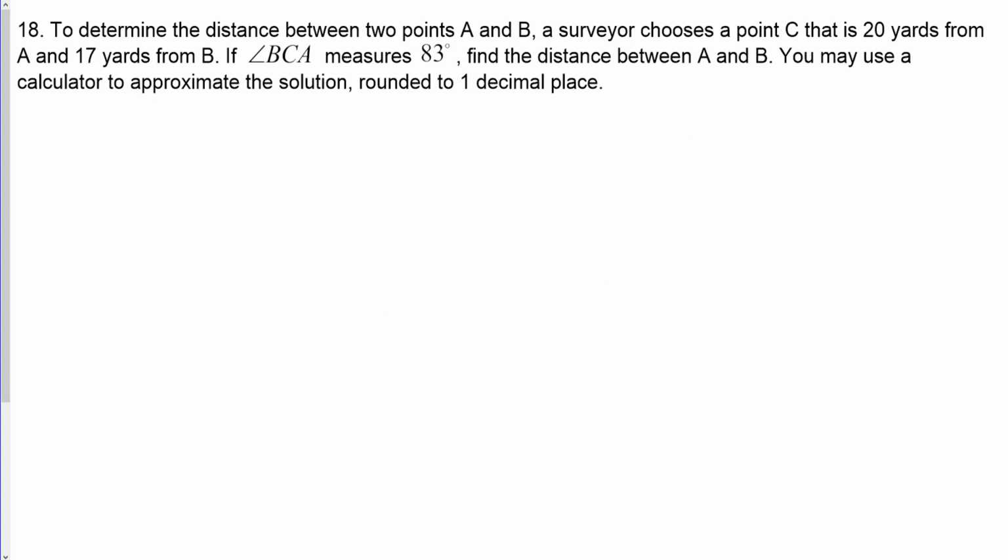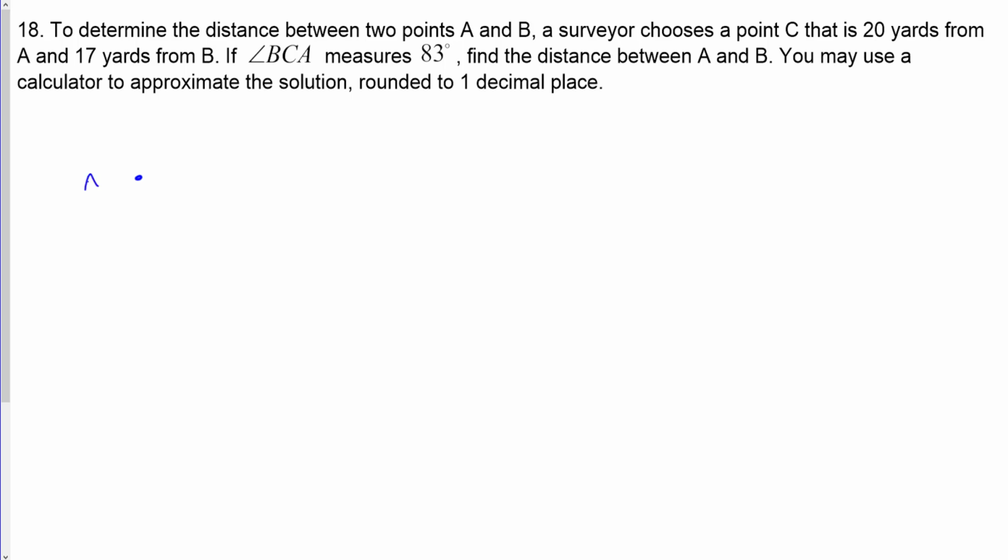Number 18. To determine the distance between 2 points A and B, a surveyor chooses a point C that is 20 yards from A and 17 yards from B. If angle BCA measures 83 degrees, find the distance between A and B. You may use a calculator to approximate the solution, rounded to 1 decimal place.